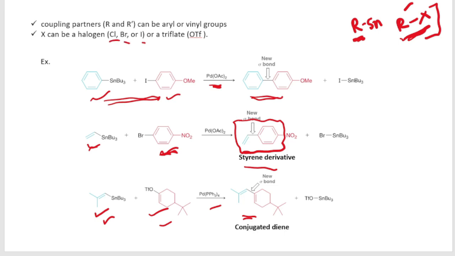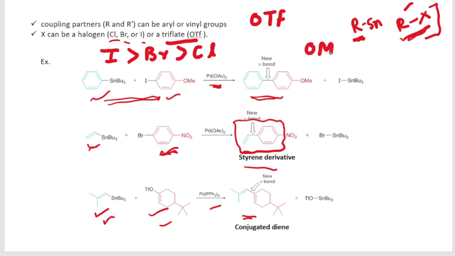And you know the reactivity of these halogens. Generally, iodine is much more reactive than bromine, and bromine is much more reactive than chlorine. These days you can see research papers using OTF, which is also a good leaving group. What is this OTF? Before talking about OTF, I will tell you about O-mesylate. This is also known by the name O-mesylate.